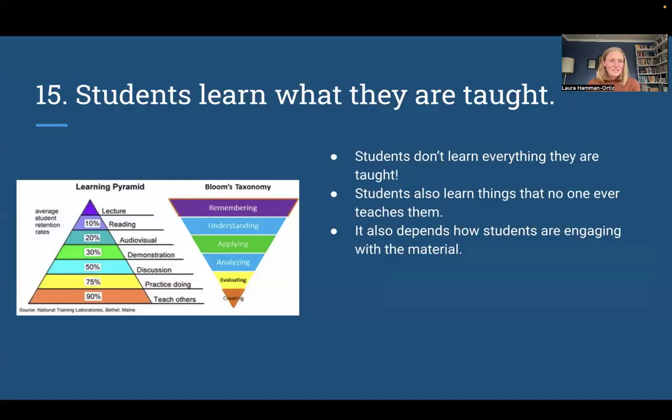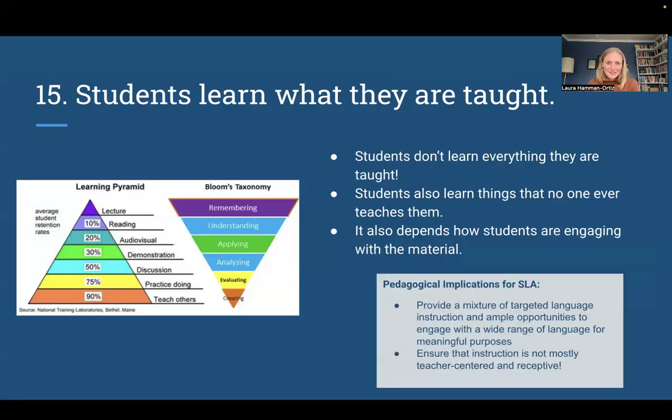It also depends on how students are engaging with the material, what they're doing with the material. I love this visual that shows some estimated retention rates of learning. It shows that students tend to remember things best if they've actually practiced doing it or had a discussion about it or been able to teach somebody else, right? And you can see this nice alignment here with a flipped version of Bloom's taxonomy. So depending on how they were taught it and how they were able to engage with it matters as well.